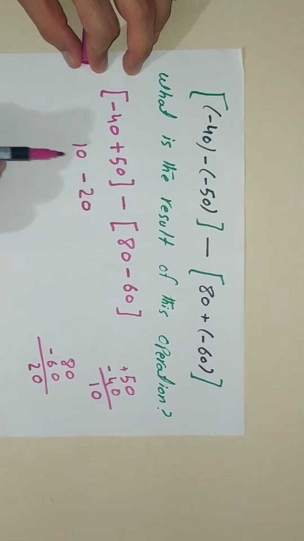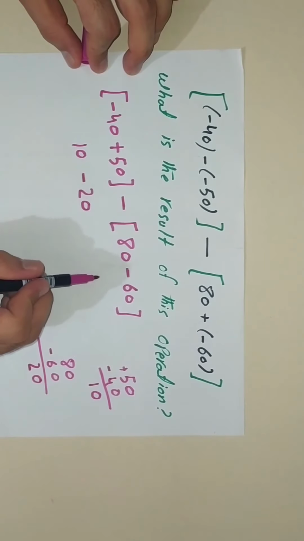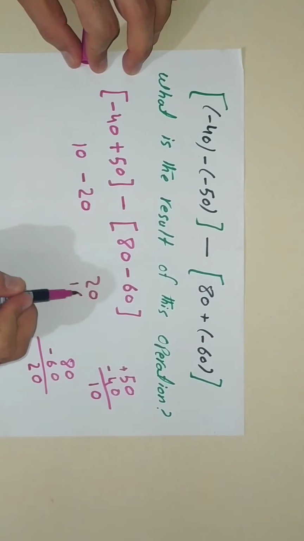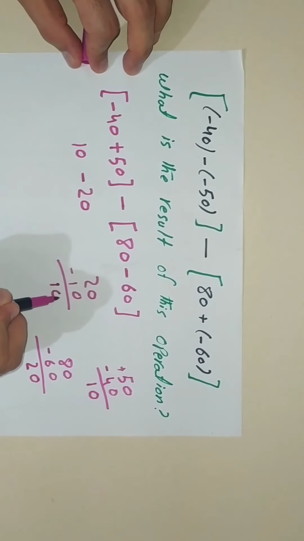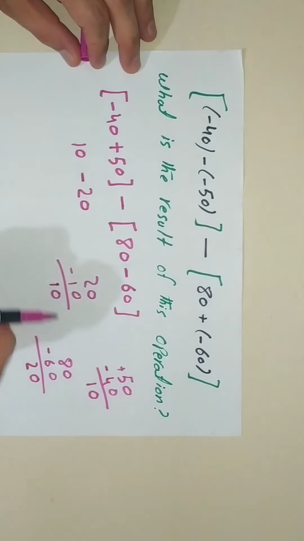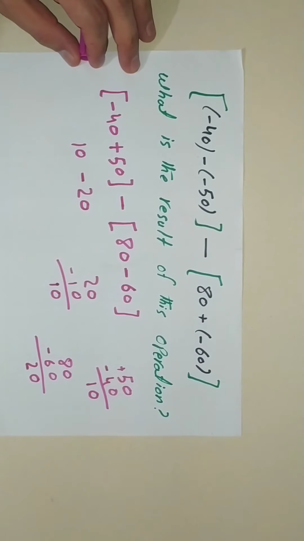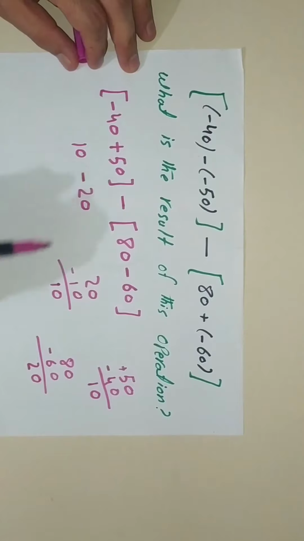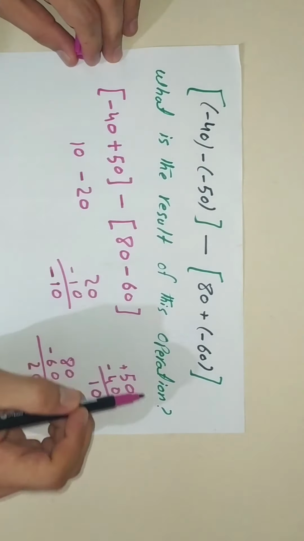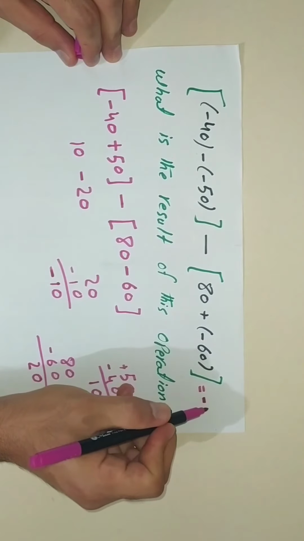Okay, now 10 minus 20. If I subtract 10 from 20, the answer will be 10, but I will put the sign of the bigger number. 20 is bigger and it is in negative, so it is minus 10. What is the result of this operation? It is minus 10.